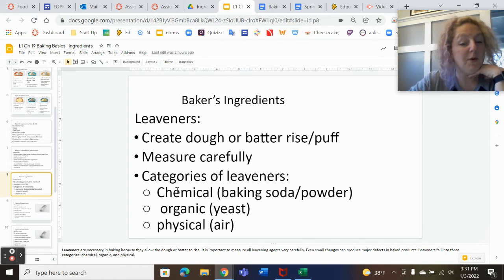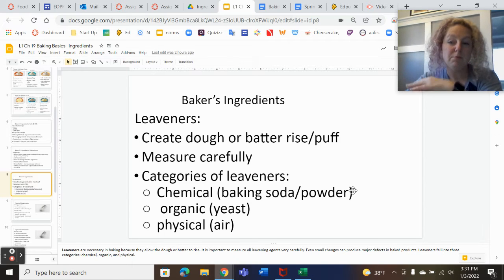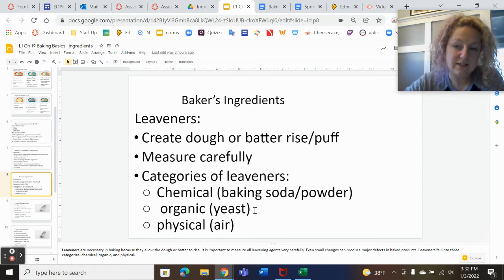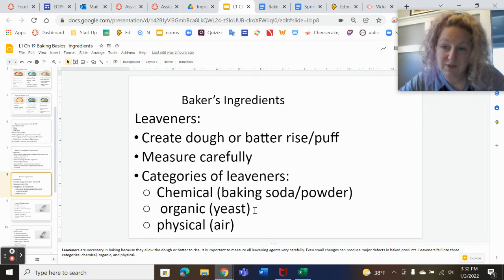You have chemical, baking soda and baking powder, used in quick breads or muffins or cookies or cakes. Essentially, with a chemical leavener, you can mix your batter or dough up and put it directly into the oven. Organic is generally yeast, and when it comes to the yeast, it does take a little while before that actually works. So you blend your yeast and your ingredients together, and you give it an hour or two to rise. You can even give it a couple of days before the yeast actually works.